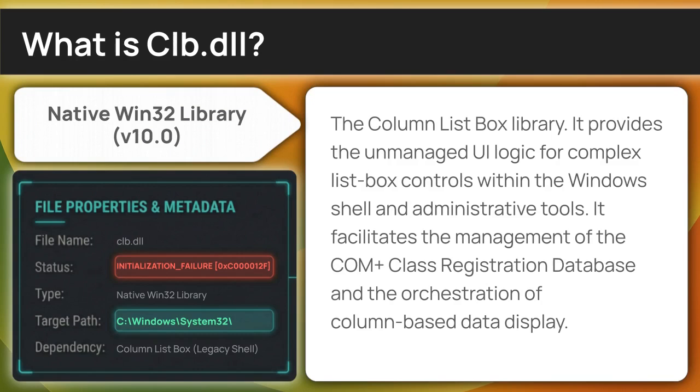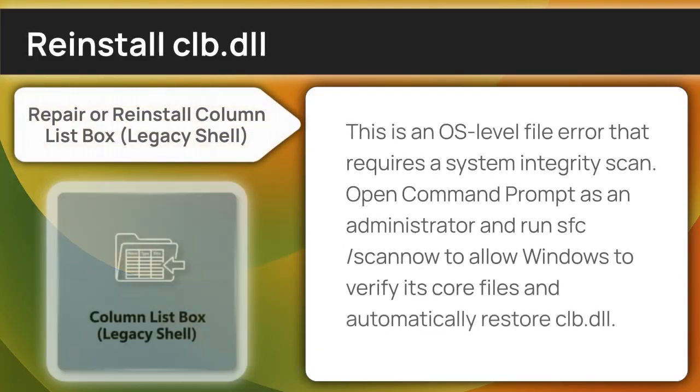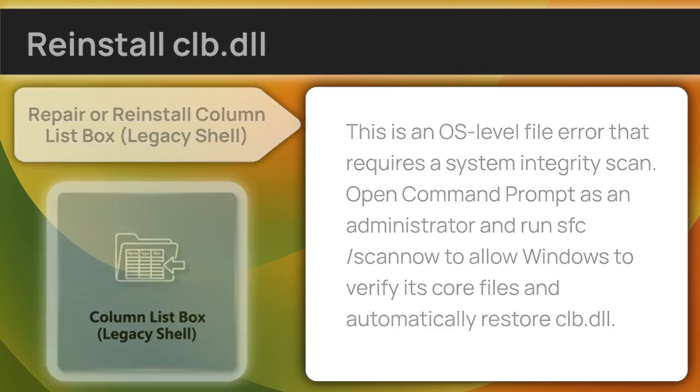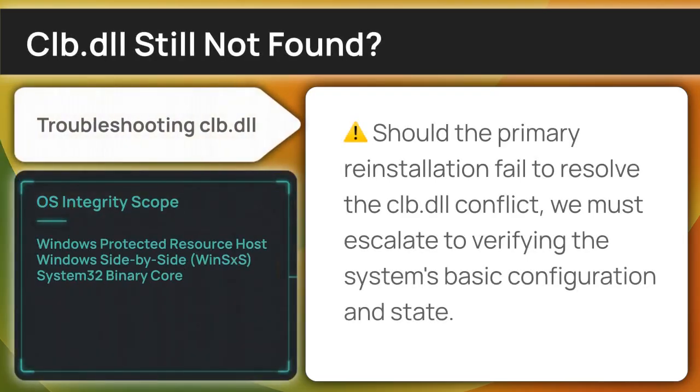Now that the background is clear, let's walk through the actual installation steps. This is an OS-level file error that requires a system integrity scan. Open command prompt as an administrator and run sfc /scannow to allow Windows to verify its core files and automatically restore Clb library DLL.